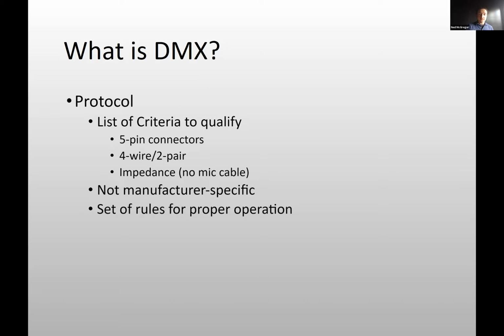And there's a set of rules for proper operation of DMX, which is basically just the way to ensure that your system doesn't fail in strange ways. It's just the limitations of the system. So 32 devices per run of cable. You cannot, and I'm running through these pretty quickly, we'll be able to circle back, and there's a troubleshooting section.